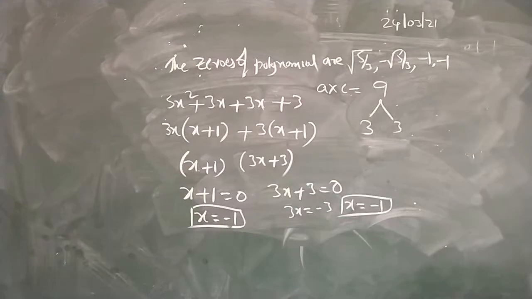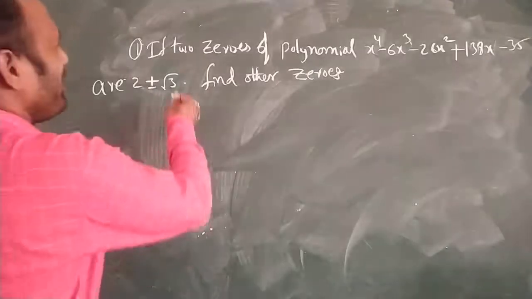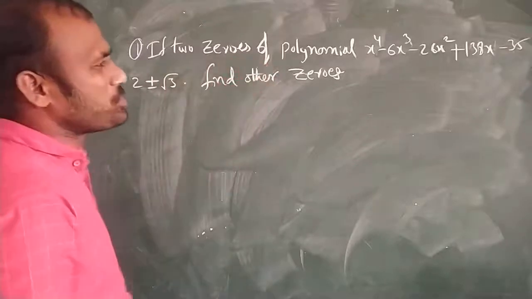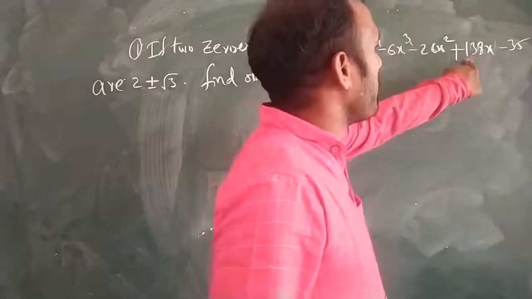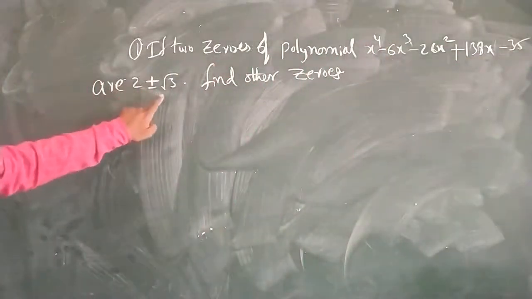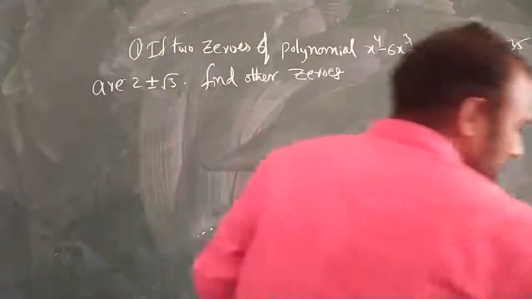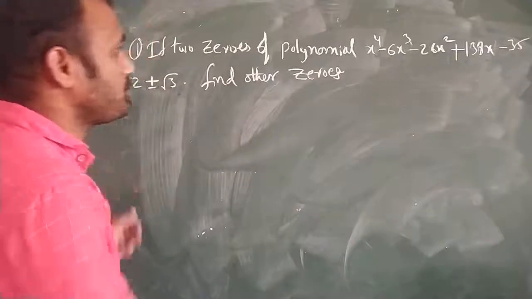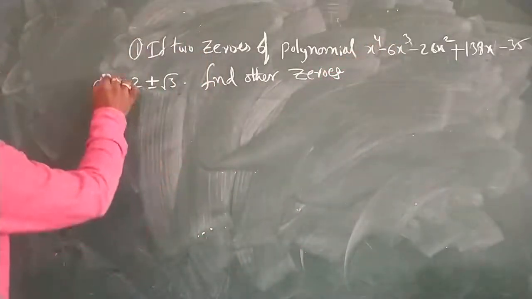Let us see the next question. If two zeros of the polynomial x to the power of 4 minus 6x cube minus 26x square plus 138x minus 35 are 2 plus or minus root 3, find the other zeros. Here also two zeros are given and we need another two zeros, because the degree is 4, so we have to obtain totally 4 zeros.